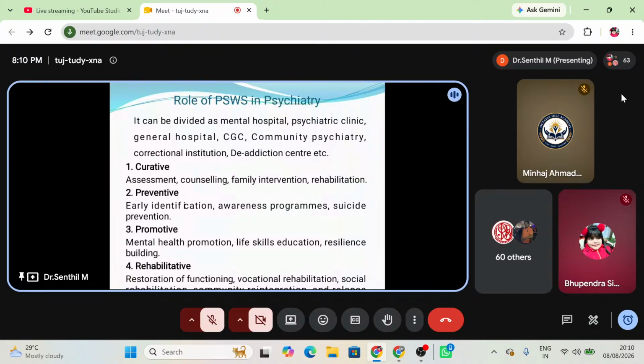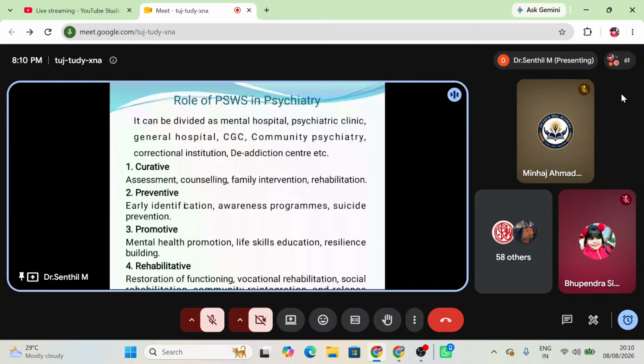Curing the mental illness comes under the curative role. The final one is providing vocational or occupational rehabilitation, which comes under the rehabilitation role, so that the patient can live independently in the community without depending on family members. The patient can earn money and fulfill all his needs. The social worker can provide that help too.